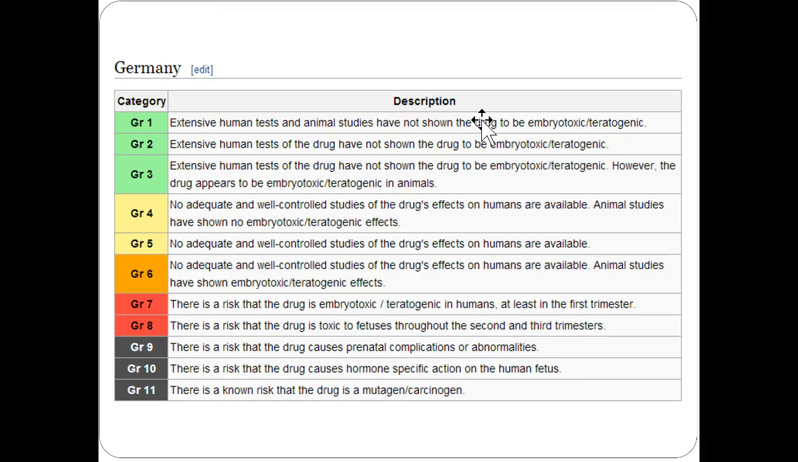Same thing with the German ones. Here's just an example of how Germany does it. So again, FDA lettering was not universal, so you can see why they went away from that and are incorporating more of a comprehensive system that includes evidence and basic summaries and recommendations, as opposed to a letter category system.